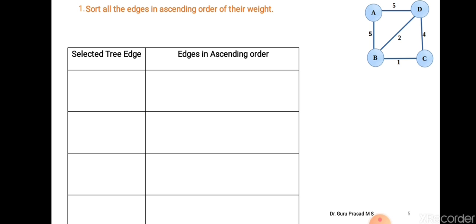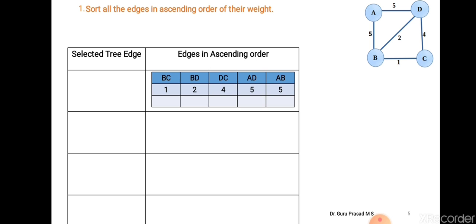Step 1 of the algorithm is to sort all the edges in ascending order of their weight. Here we have to sort the edges in ascending order. The sorted edges are BC 1, BD 2, DC 4, AD 5, AB 5.